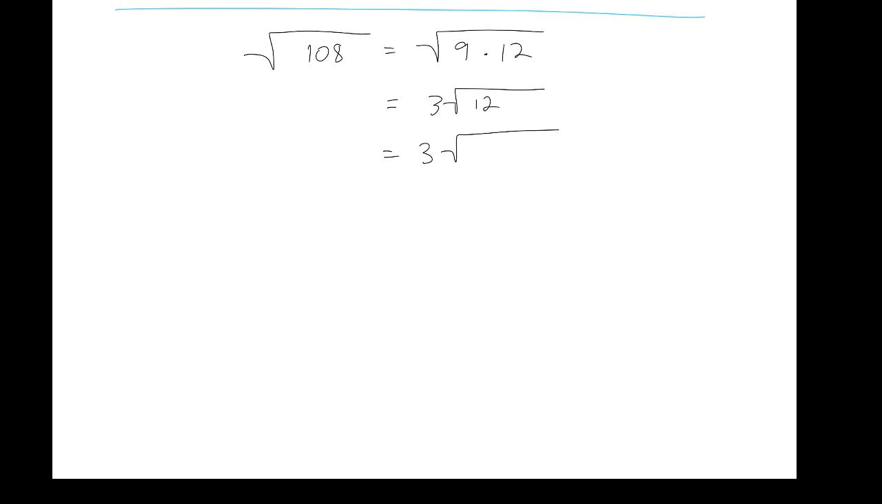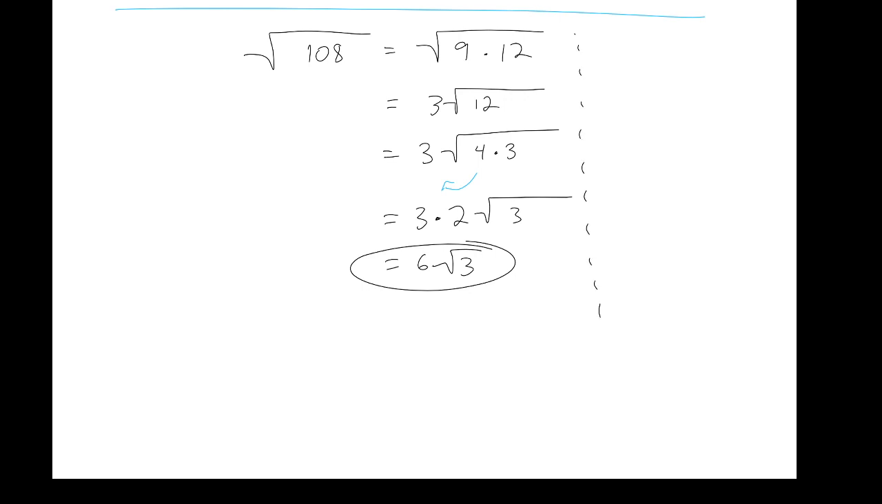Watch. 12 can be separated as the factors of 4 times 3. The reason we want to do that is because 4 is a square number, meaning that we can take that guy out of the radical. When he comes out, the 2 is being multiplied by whatever's on the outside, and the 3 is still stuck inside, leaving us with 6 rad 3 as our final answer.